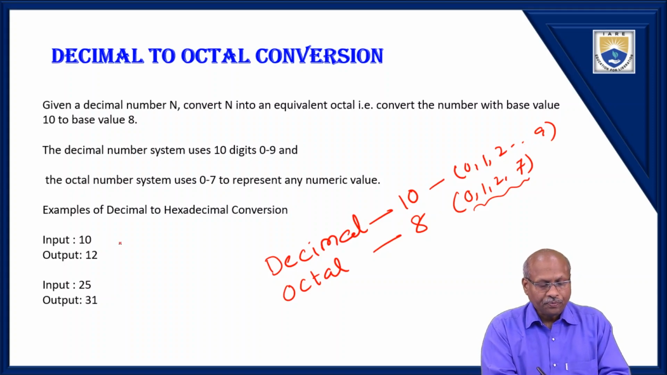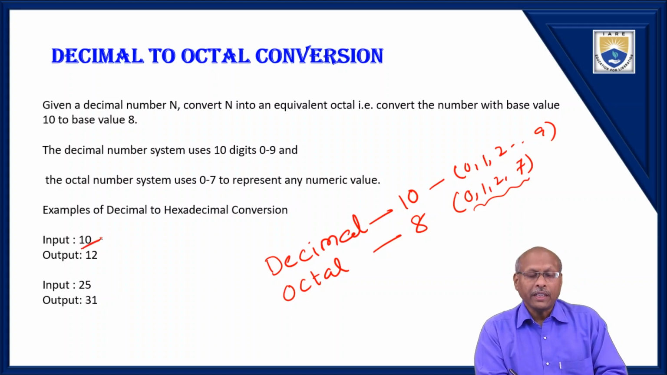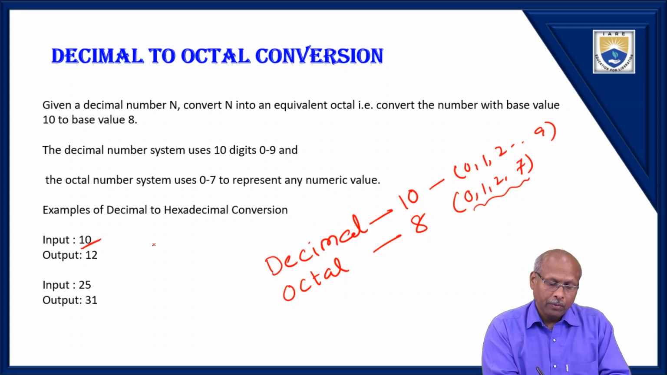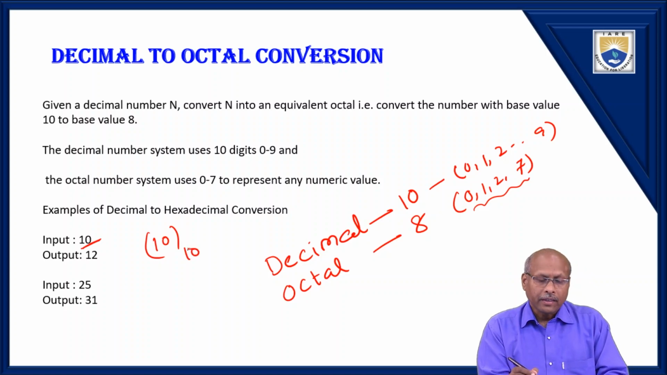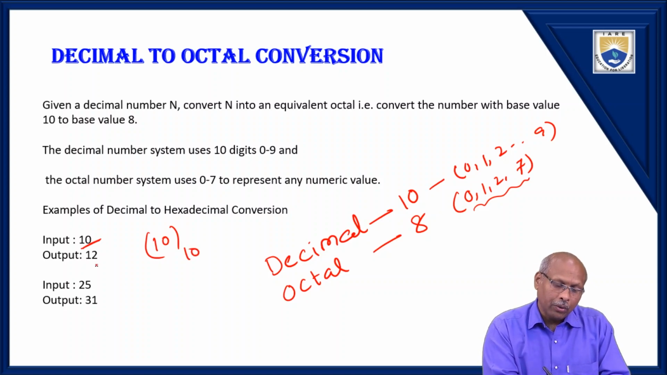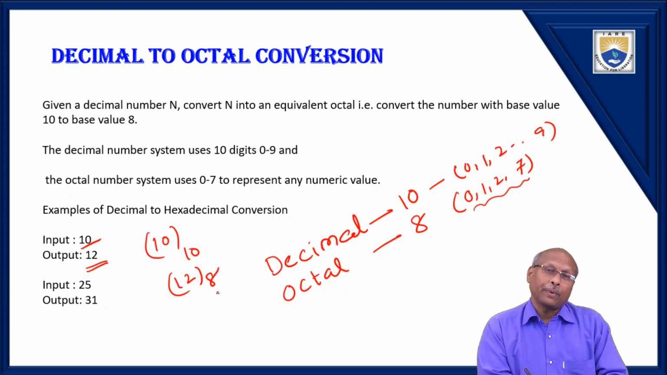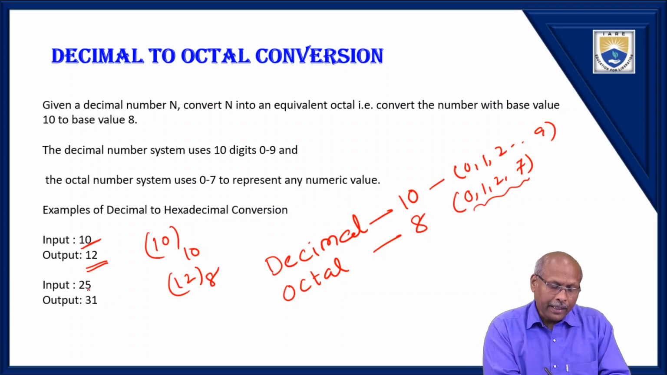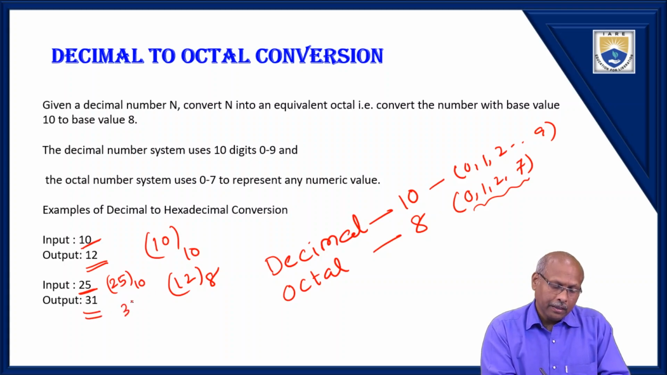Now for example, I have a number called 10. Input is 10. That is given in which form? Decimal form, whose base is 10. Now if I ask what is the corresponding octal value? The octal value is 12, whose base is 8. This is the way to represent. Similarly, if I give 25, which is a decimal number, its octal representation is 31.